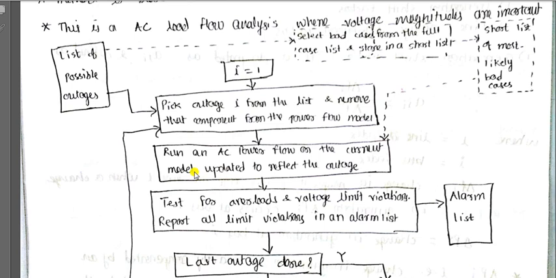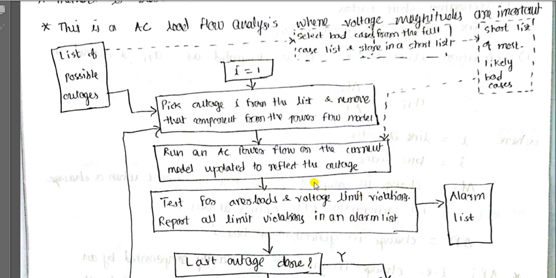After selecting that first contingency, further we run an AC power flow on the current model, updated to reflect the outage. So now on that selected contingency we will perform the AC power flow analysis. That is, after the occurrence of that ith contingency, how the voltage magnitude and phase angle delta change at various buses in our power system, that we are going to find out here. Then test for overloads and voltage limit violations, and report all the limit violations in an alarm list.